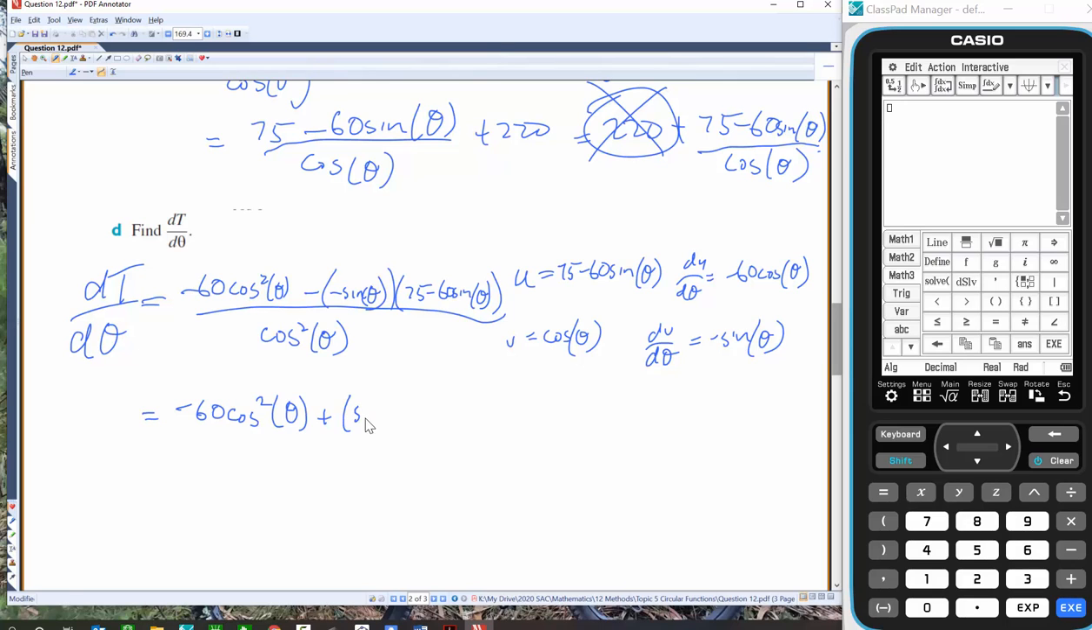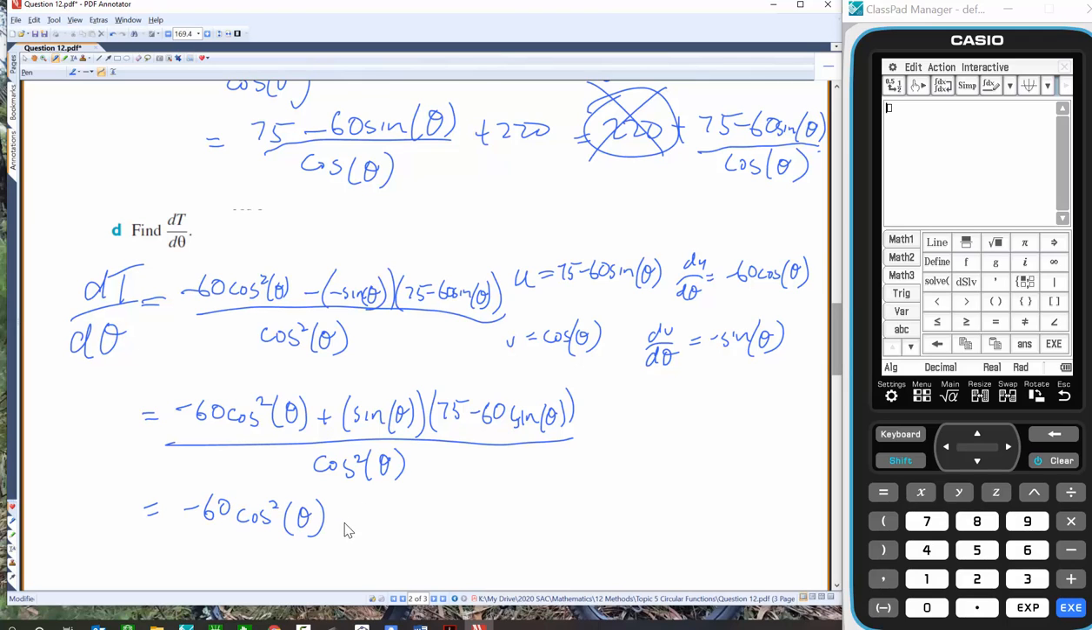Plus sine θ, 75 take away 60 sine θ, all over cosine θ all squared. Okay, 60 cosine squared θ plus 75, so I'm just going to use the distributive law now, sine θ take away 60 sine θ all squared, over cosine squared θ. All right, there's my derivative there.